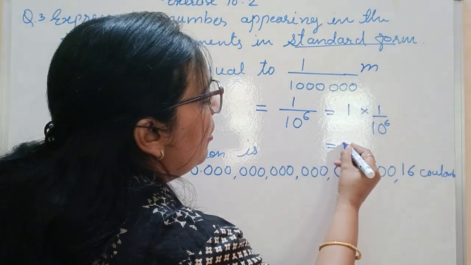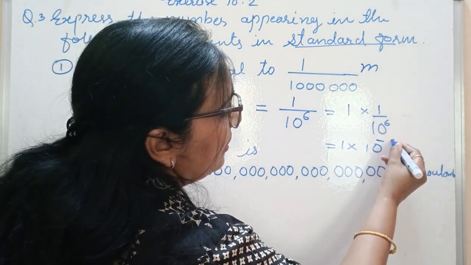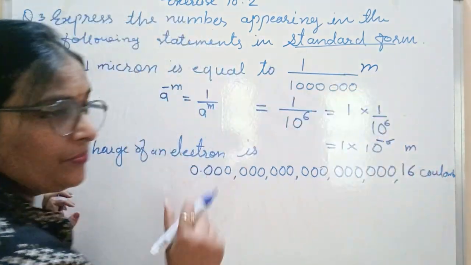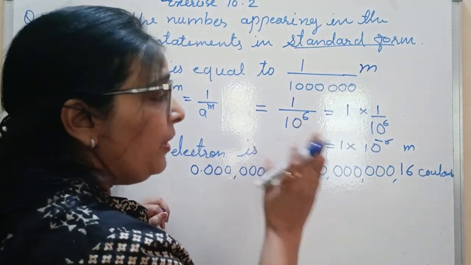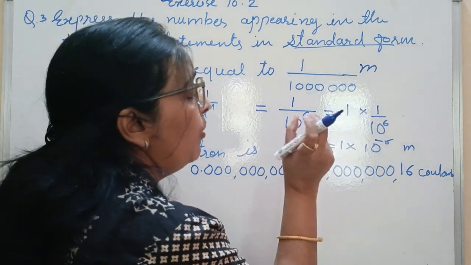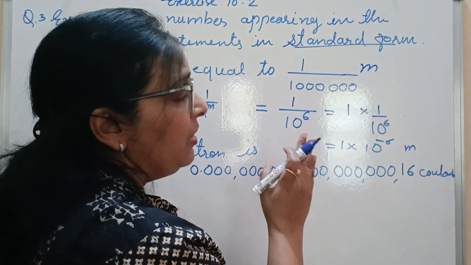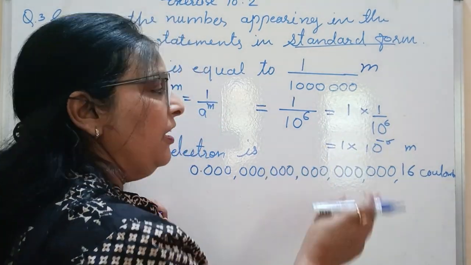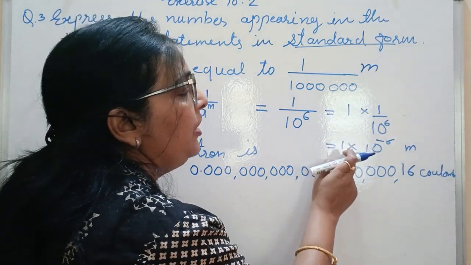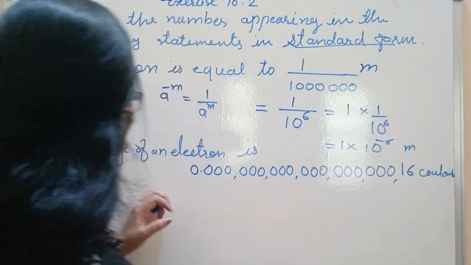So what you will get? 1 into 10 raised to the power minus 6 meter. Why did I write this 1? Because we have to write that in the form of a natural number times a power of 10, that is, an exponent of 10. Got it? Therefore, I have written here 1 into 10 raised to the power minus 6. Now come to the next.